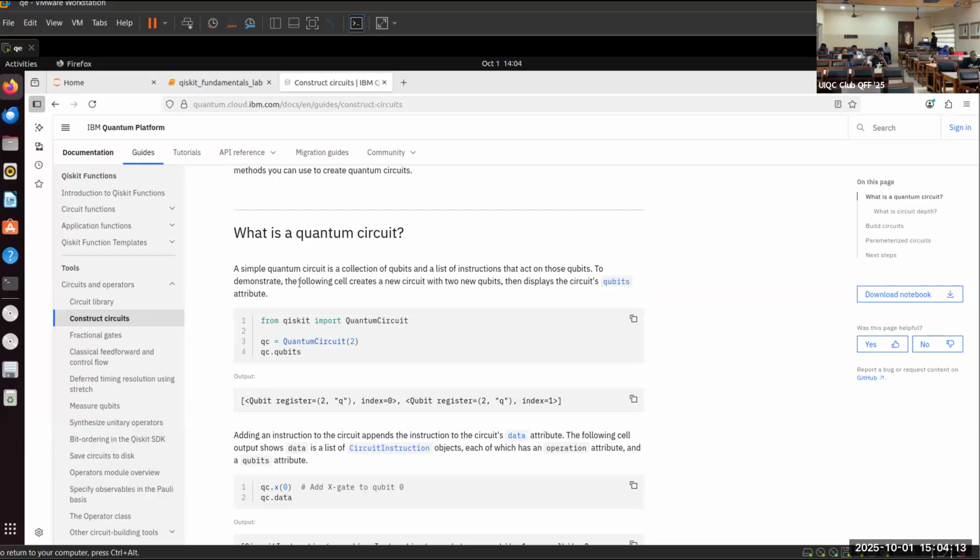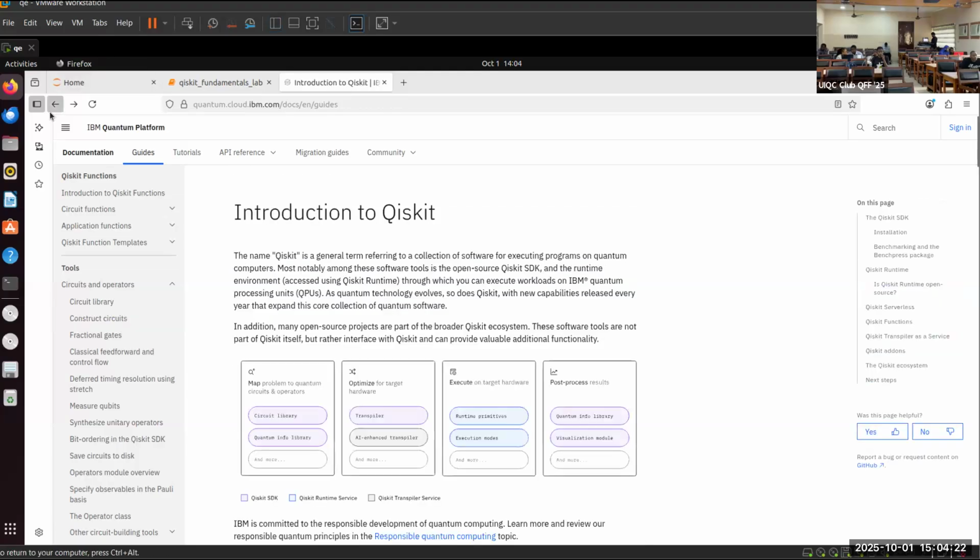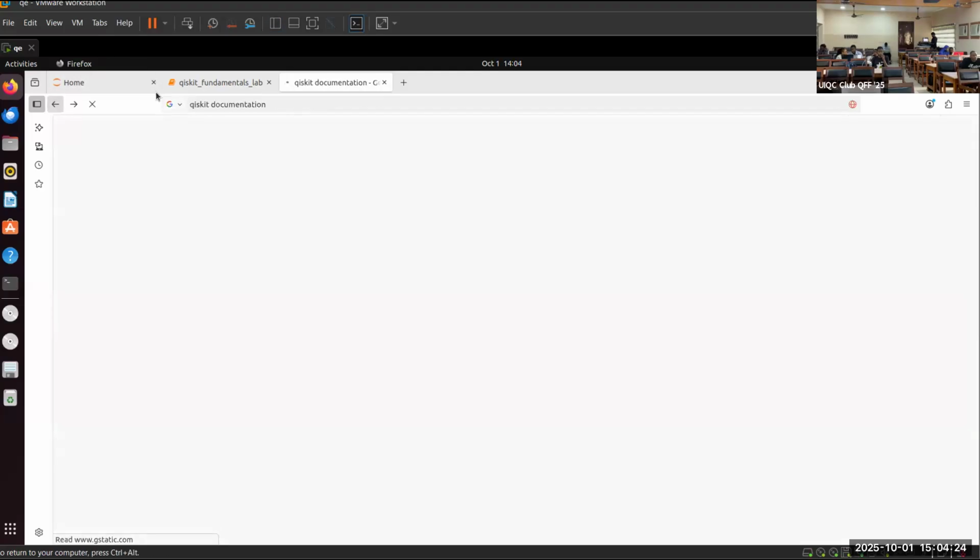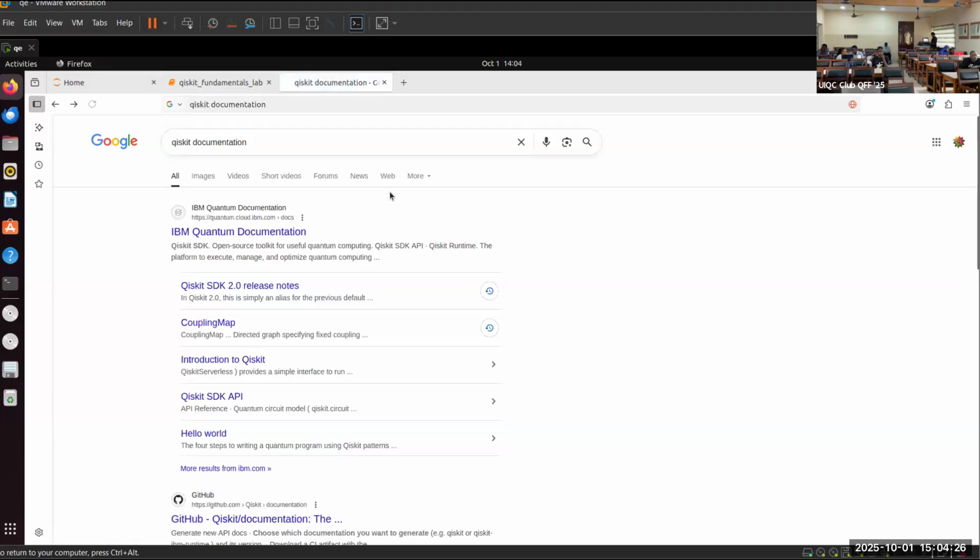Are we following, please? So I come to the guide. How do I get here? Let me do that again. You can just go to Google. From Google, just search Qiskit documentation. Once you do, you click on IBM Quantum documentation.